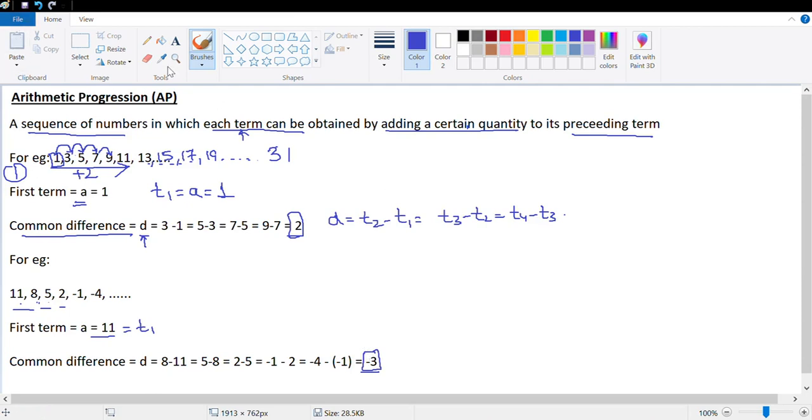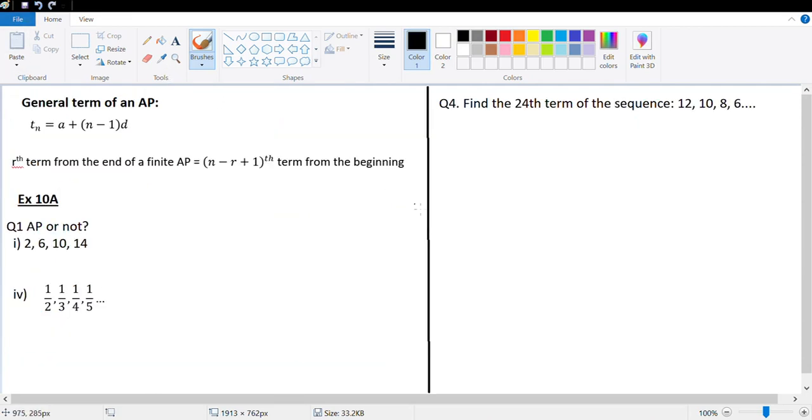Let's look at one more concept before we move on to the questions. The general term of an AP, which means if you need to figure out the fourth term, or the seventh term, or the nth term of an AP, if you know the first term and the common difference, how would you figure that out? So we know T1 is equal to A. If I have to find T2, I will add D to the first term. If I have to find T3, I will add D to the second term. So this is equal to A plus 2D.